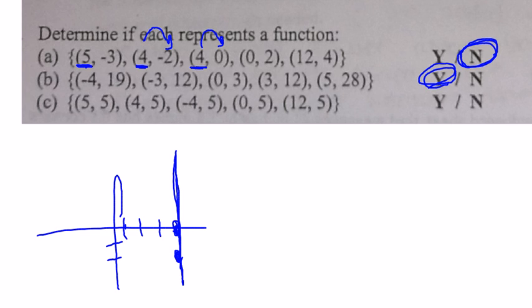For part C, I think, does it pass? Yep, it passes. So 5 isn't repeated, 4 isn't repeated, -4 isn't repeated, 0 doesn't show up twice, and 12 does not show up twice. So that one is a function.